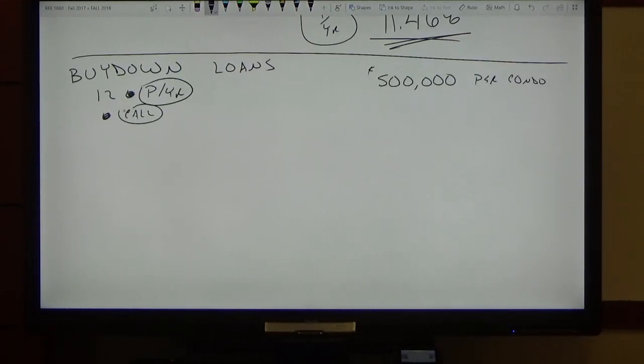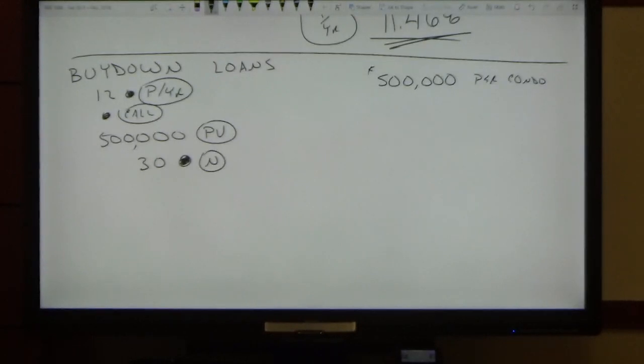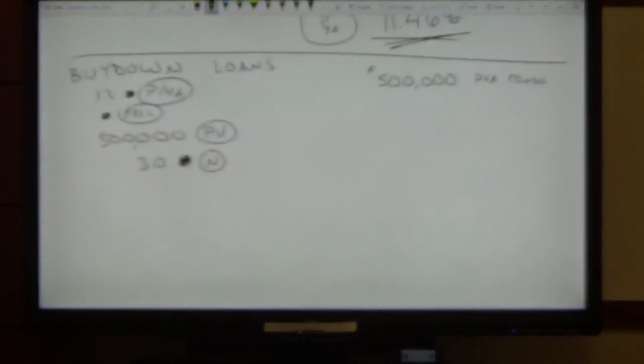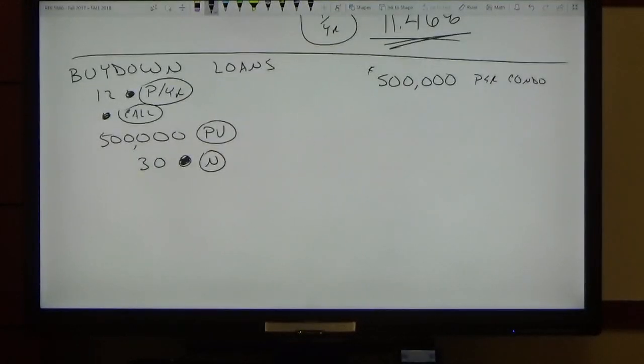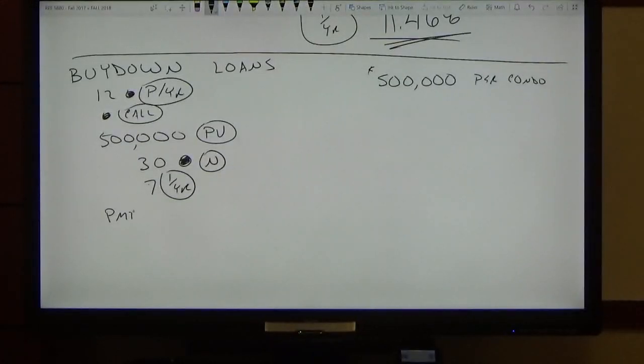Okay. So, $500,000 loan for 30 years. Okay. And let's say that the current prevailing interest rate in the market is 7%. So let's go ahead and get our payment for that.